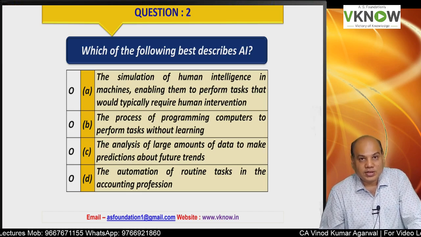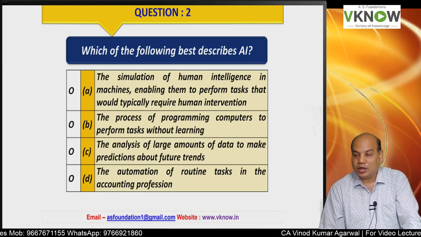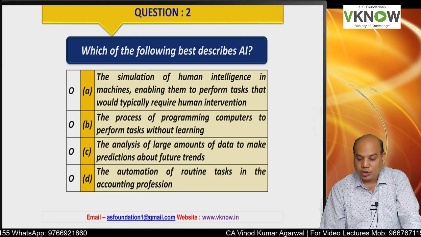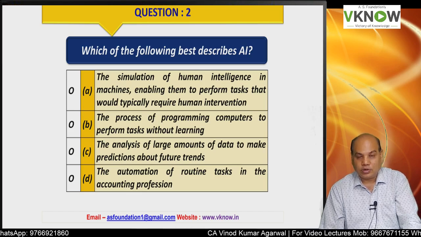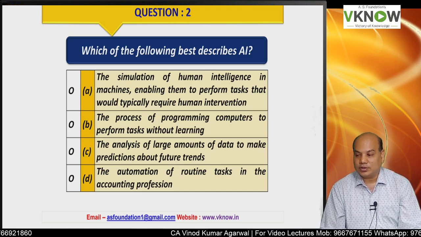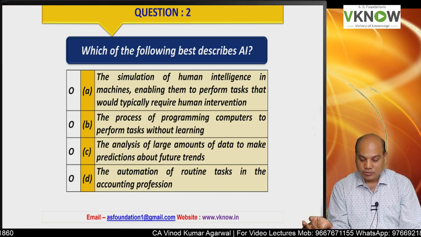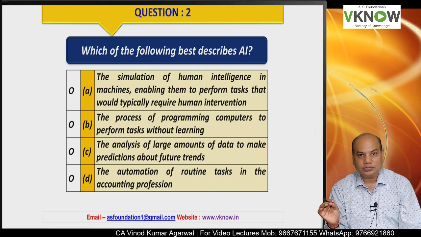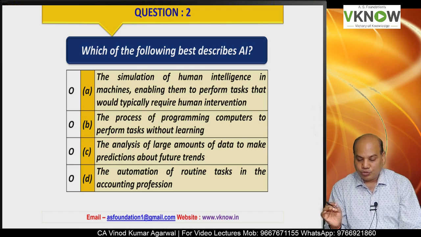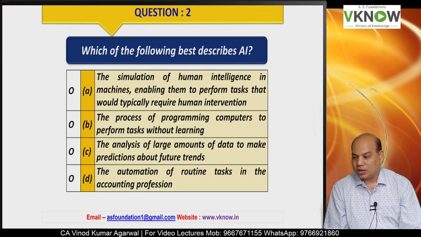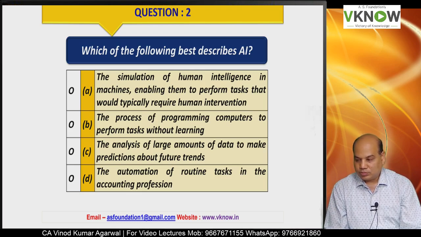Then second, which of the following best describes artificial intelligence? Option A, the simulation of human intelligence in machines, enabling them to perform tasks that would typically require human intervention. Option B, the process of programming computers to perform tasks without learning. Option C, the analysis of large amount of data to make prediction about future trend. And fourth is the automation of routine tasks in the accounting profession.